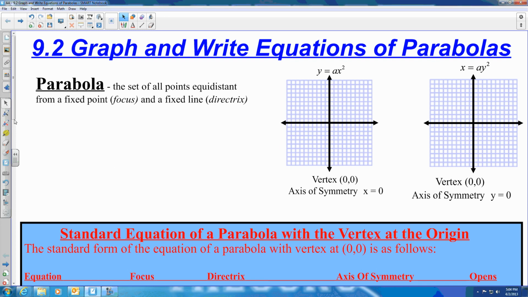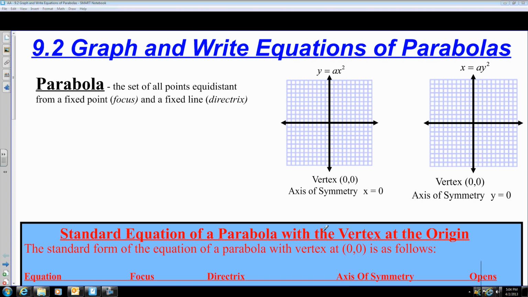Alright, so we are in section 9.2 where we get to graph and write equations of parabolas. We've dealt with parabolas in the past in intermediate algebra, where we talked about writing quadratic equations and stuff like that. But this is more of being able to find more specific items that are directly related to parabolas itself.